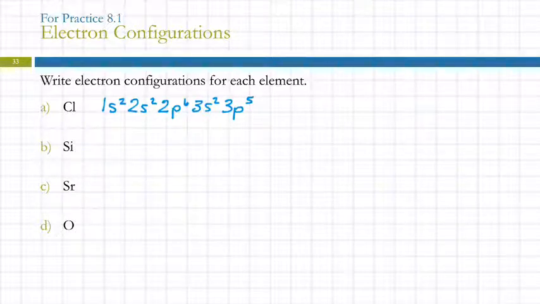How about silicon? What does silicon's configuration end with? 3p2. Because it's just 2 into that block. And the part at the beginning is the same.